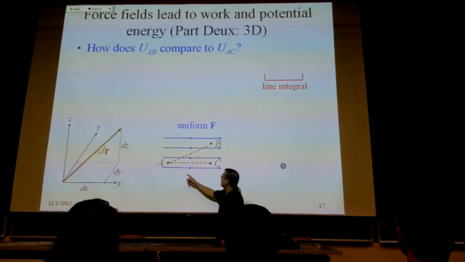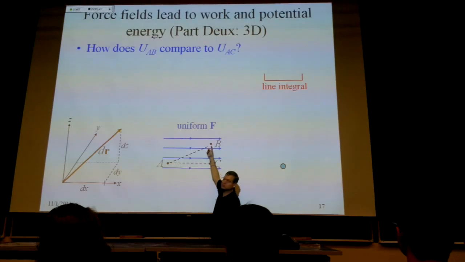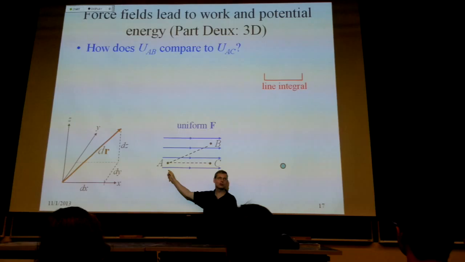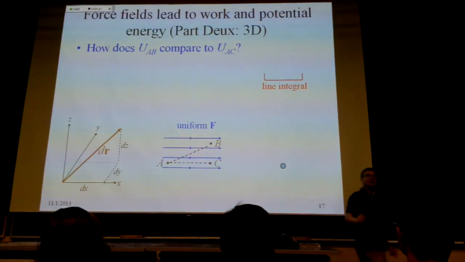So if I can get to C by going from A to B first and then doing 0 work from B to C, then the total work from A to C is the same as the total work from A to B. Is that clear?